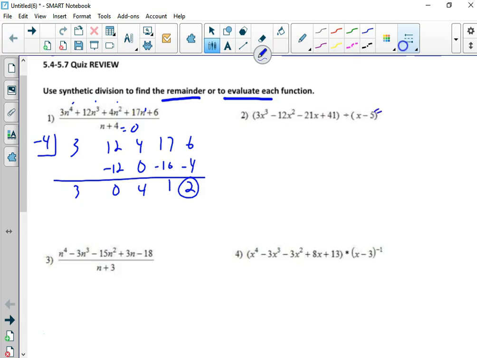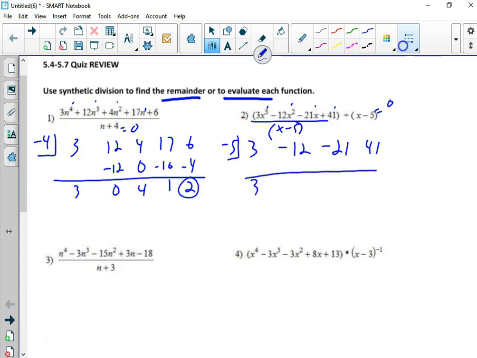Okay? We're going to set this equal to 0. Remember, this is the same thing as this. Okay? Just a different way of writing it. So my number in the box is negative 5. I have 3, 2, 1, no variable. I'm good to go. So there's my coefficient 3, negative 12, negative 21, and positive 41.